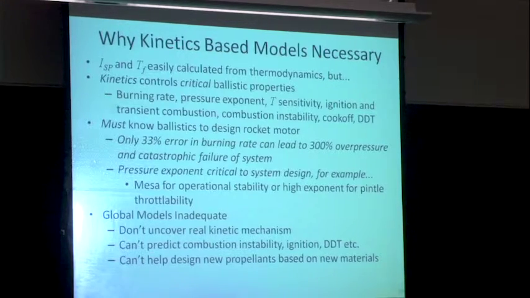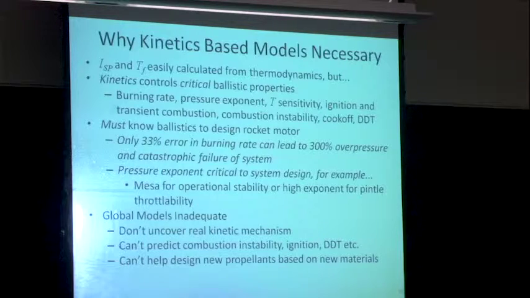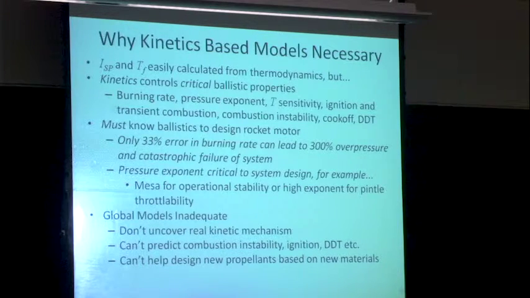Now, again, you might ask why one wants to understand the kinetics. If you look at metrics, particularly for rocket motors, Isp and flame temperature can generally be calculated from thermodynamics, so I don't really need to know the kinetics. But if I want to know the critical ballistic parameters, such as the burning rate, the pressure exponent, the temperature sensitivity, and how ignition and transient combustion are controlled, then I need to know something about the kinetics. What's interesting in terms of ballistics is that a 33% error in the burning rate can lead to a 300% overpressure in a motor. So knowing the burning rate relatively accurately, as I told you, is a very important metric. It is really important in designing rocket motors and propellants.